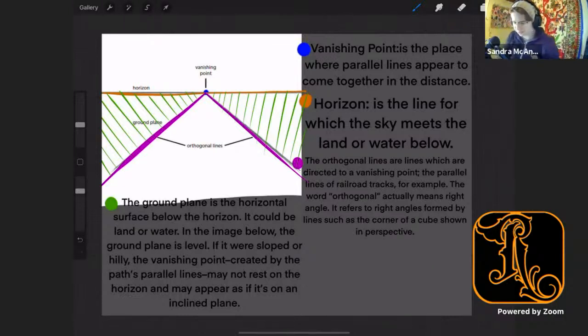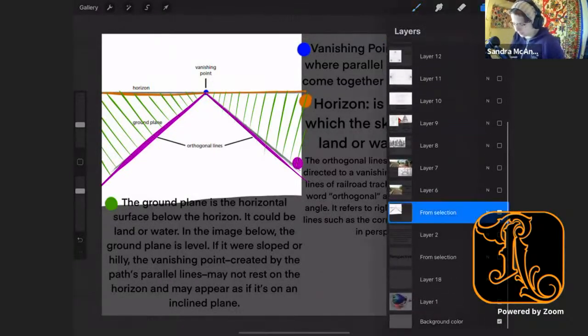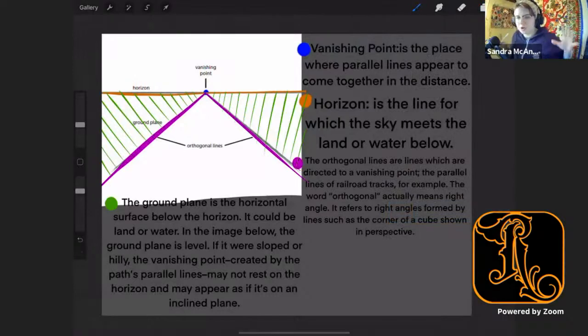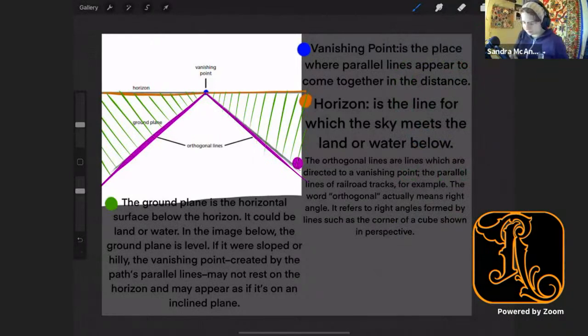Okay, so let me take out my Apple pencil here. Let's go right over this. Vanishing point is a place where parallel lines appear to come together in the distance. Let me make sure I'm on the right layer, as always. If this is your first time, I'm always on the wrong layer, but that's part of being an artist, right? Make sure I'm actually using a tool of sorts.